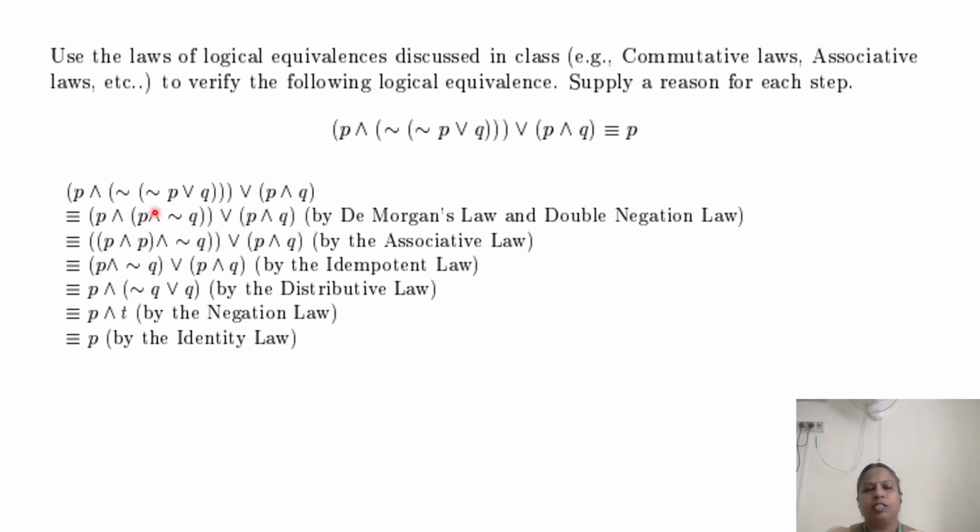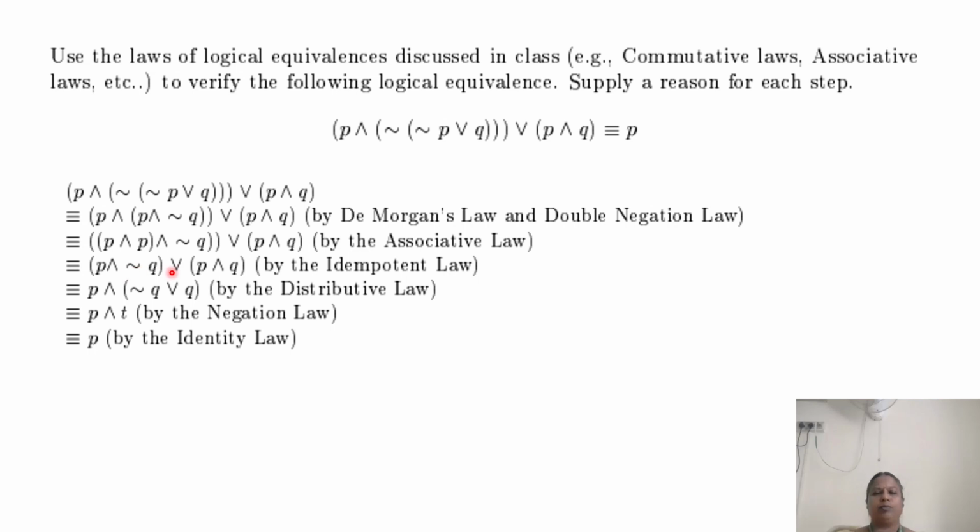Here we cannot use the distributive law because we have the same symbol, AND, here and here. So we are just applying the associative law: (P ∧ P) ∧ ¬Q, OR (P ∧ Q). And we know that P ∧ P is P by the idempotent law. So (P ∧ ¬Q) OR (P ∧ Q). The second statement we are not disturbing, we are just taking it throughout the derivation. P ∧ (¬Q ∨ Q) by the distributive law.